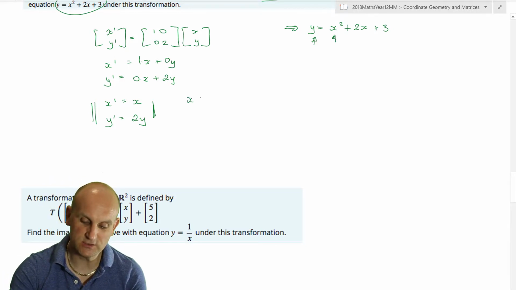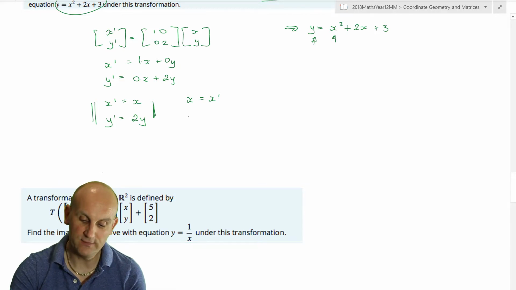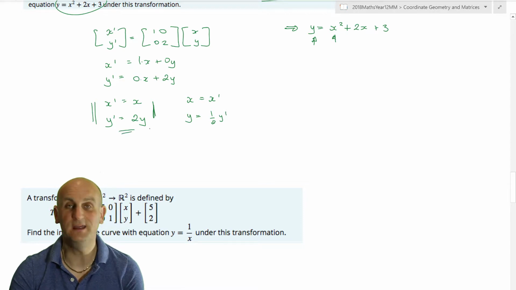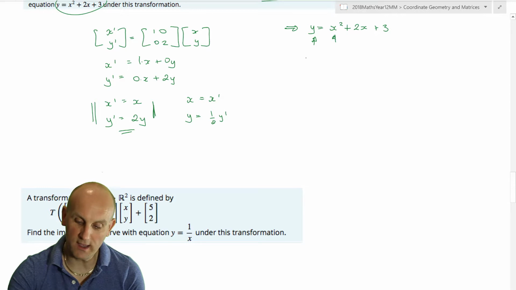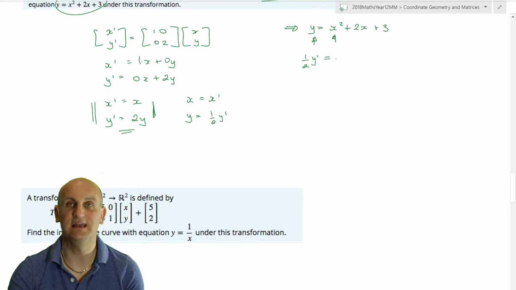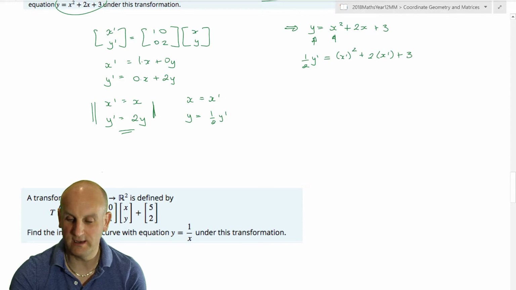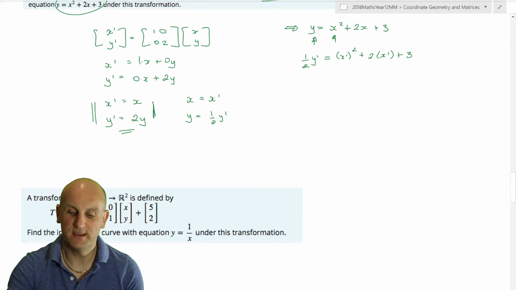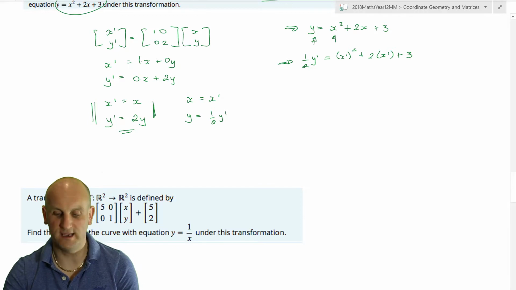So in this situation, x can just be replaced by x dashed, and in this case y is going to become a half of y dashed. Why? Just rearranging it. So now let's put this into my equation. y became a half of y dashed, and everywhere I see an x, I can put x dashed. So that's x dashed squared plus 2 lots of x dashed plus 3. Now I don't need the dash anymore because this has become the equation of my image, and all of my equations will always have y's and x's.